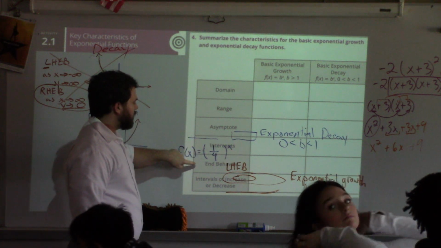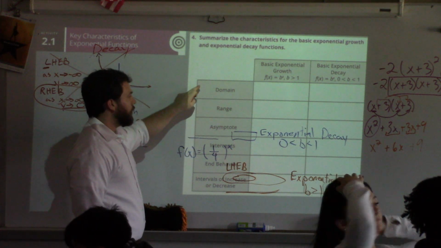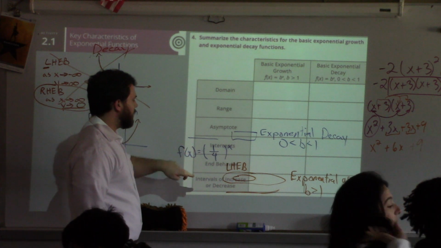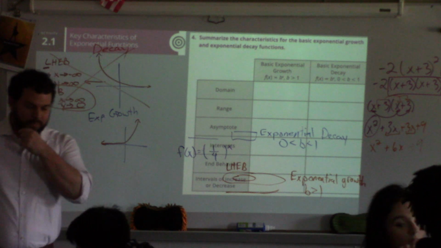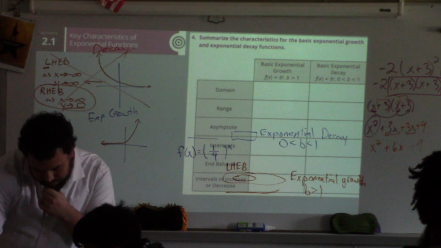The intercepts, actually let's talk about asymptote first, but I want you to think about domain, range, end behavior, and intervals of increase or decrease. And I want, it's M3-110. Nope, go back.